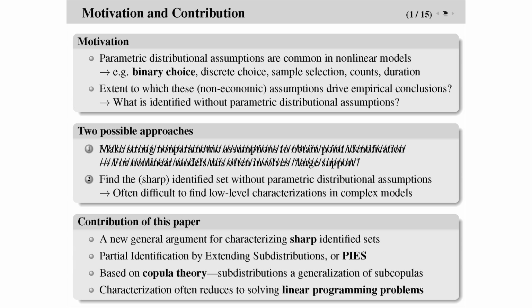In particular, the contribution of this paper is that I'm going to show you a new general argument for characterizing sharp identified sets. It's called partial identification by extending subdistributions. It has a tasty acronym called PIES. It's based on copula theory, with the subdistributions in the title of this paper and in what I'm referring to as the method. They're a generalization of subcopulas, so if you've seen copula theory, maybe that'll ring a bell. I'll talk about that a little bit more later. The characterizations of these sharp identified sets are low-level and tractable, and they often reduce to solving linear programming problems.